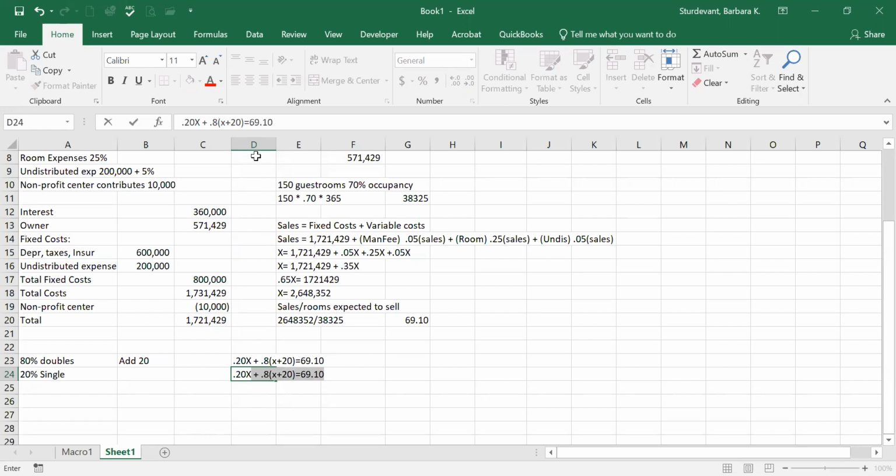Okay, so then we're going to multiply the 0.8 times X, and then we're going to multiply the 0.8 times 20. You got to extend the 80% over the parentheses. So this is going to be 0.8x. And then if we take 80% of 20, it's equal to 16.